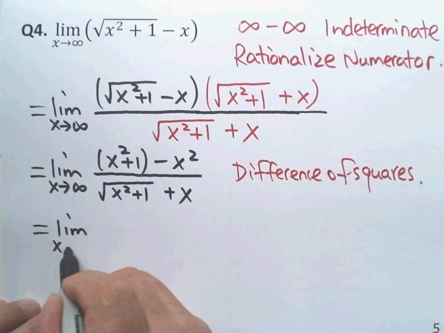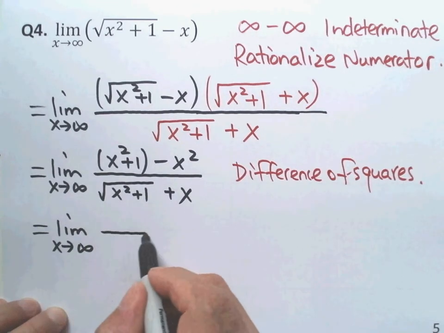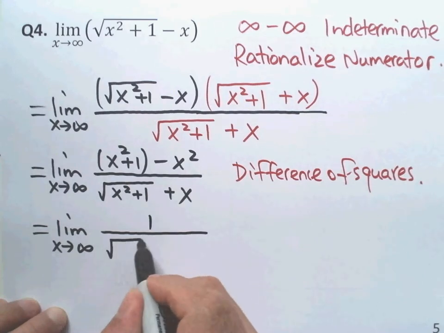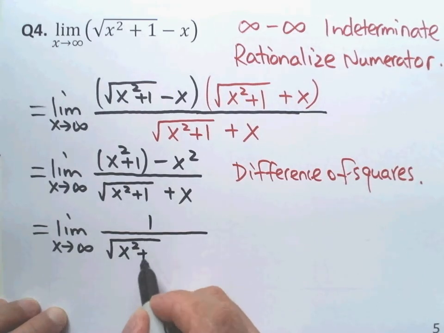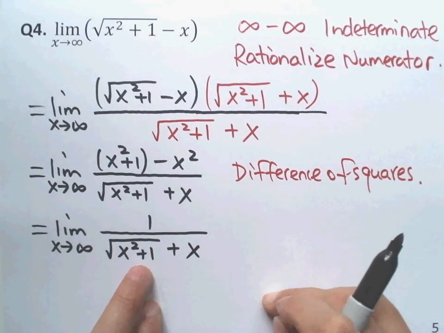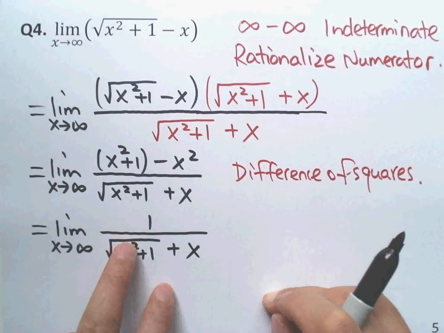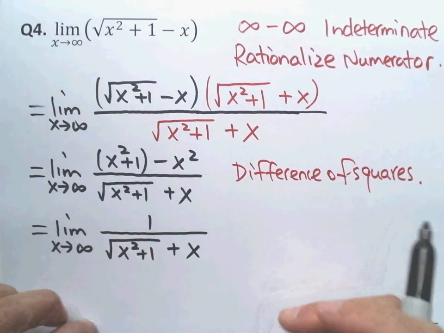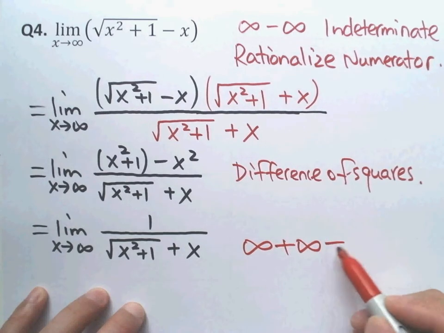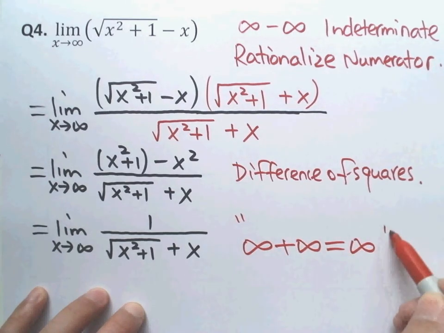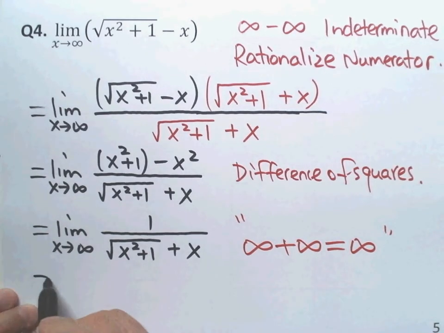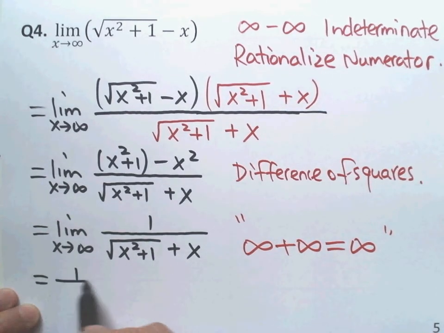Of course the numerator we can simplify, right? This time, can you see, we will get something new. This time the top goes to 1, the bottom goes to something, but this time it is good. Why? The denominator goes to infinity. Infinity plus infinity is what? An infinite number. Infinite plus infinite is definitely infinite, right? There's no problem.